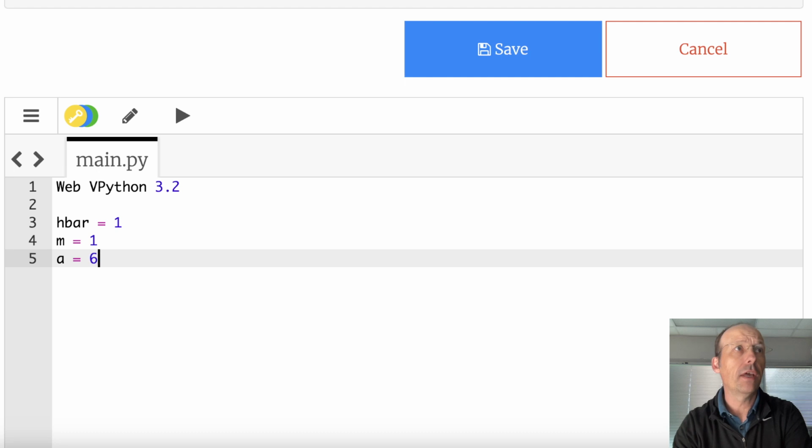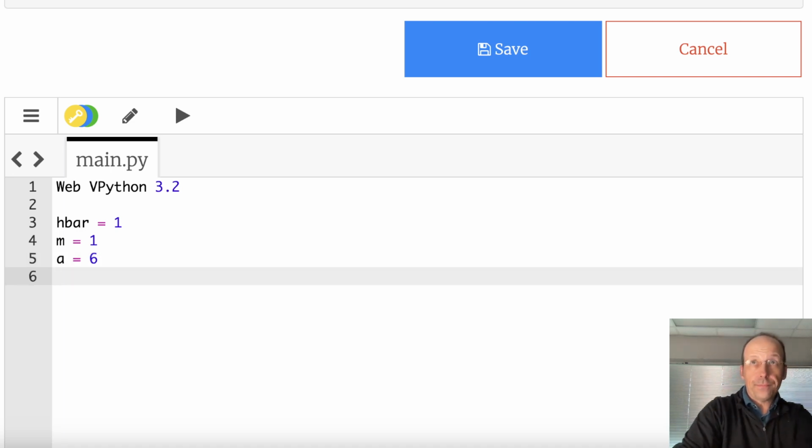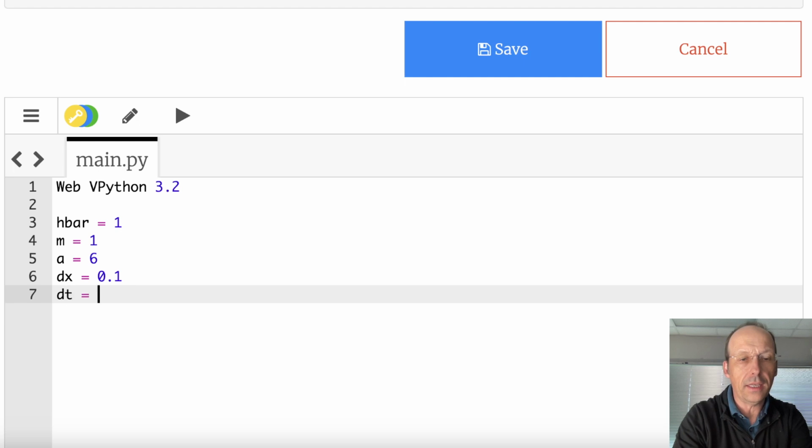Looking at my other values. The other thing I need to pick are x. Well, I'll set that in a second. I need my dx and my dt. And these can be tricky. dx is 0.1, dt is 0.0001. That's what I found works. If you don't get good numbers here, then things explode. And that's bad.